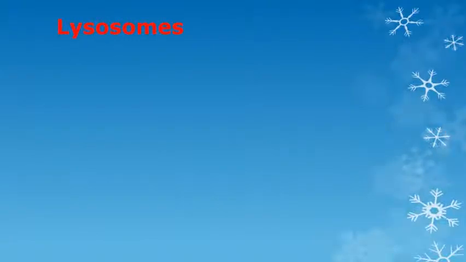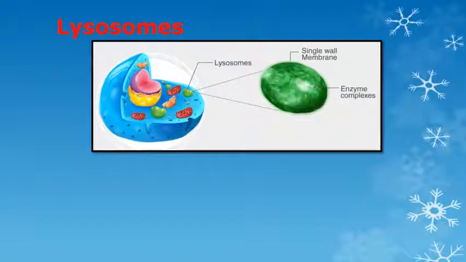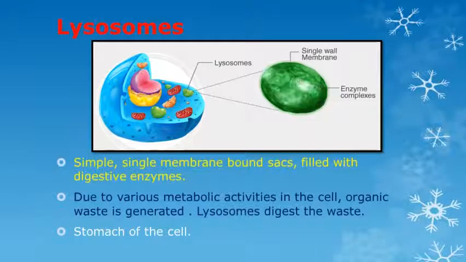Next cell organelle which we are going to learn is lysosome. So here again you can see a picture of a cell and the detailed image of the lysosome. Here, students, on the left hand side you can see a proper picture of the lysosome which contains a single wall membrane, and inside the single wall membrane enzyme complexes are present. So let's learn about this lysosome.